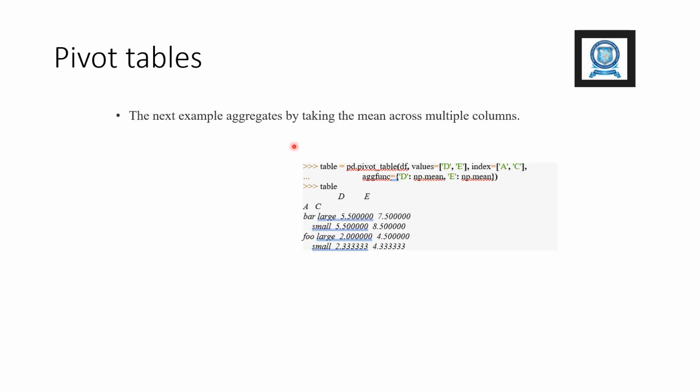The next example aggregates by taking the mean across multiple columns. See here in pd.pivot_table, the data frame is taken as an input and values are taken from D and E. Indices are taken from A and C, and the aggregate function we used here is np.mean for the D value, and for E we have also written np.mean. So this is an example for taking the mean function across multiple columns, that is, one column is D and another column is E. And here is the output for the above statement.